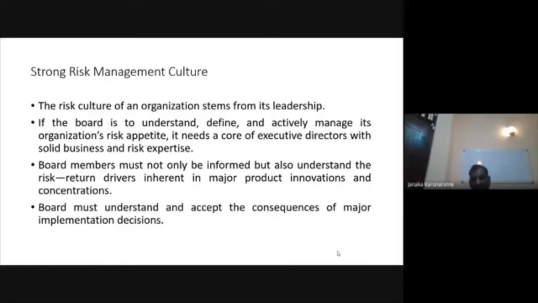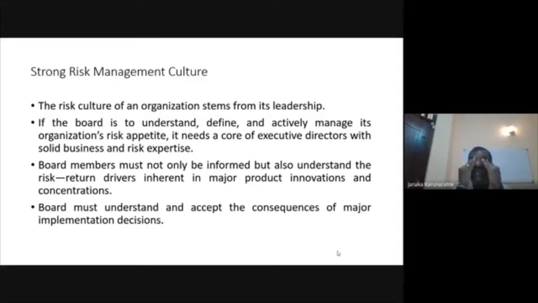Board must also understand and accept the consequences of major implementation decisions. So they should understand, okay, if this is implemented, what is going to happen? What could be the consequences, positive and negative, and see whether we are taking the right decision and giving the right approval. Otherwise, later on no one can say, okay, I didn't understand, I approved it, I thought it was a good project, a good proposal, but if I knew this I would not have given it. That's not the way the board should act, especially within a strong risk management culture.